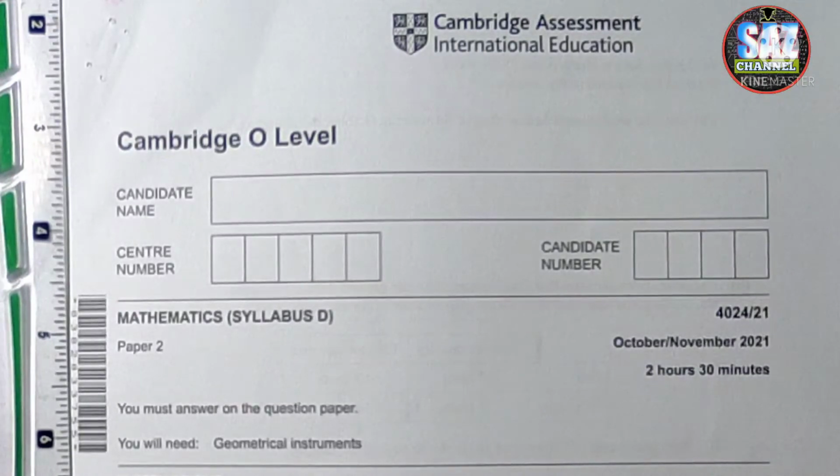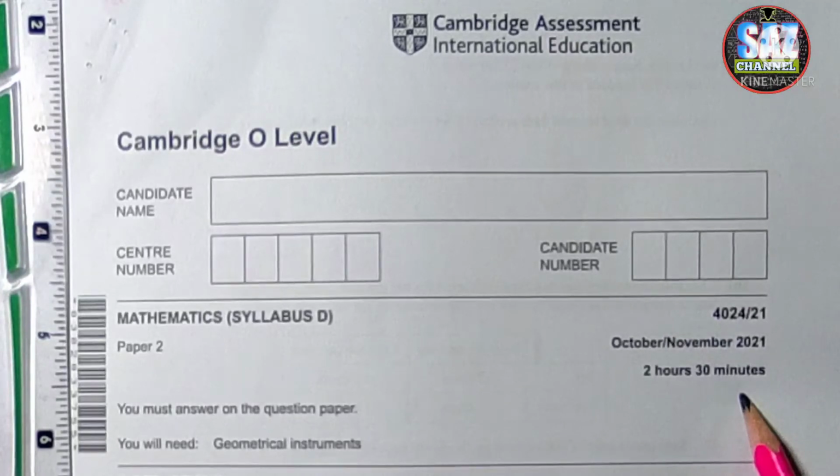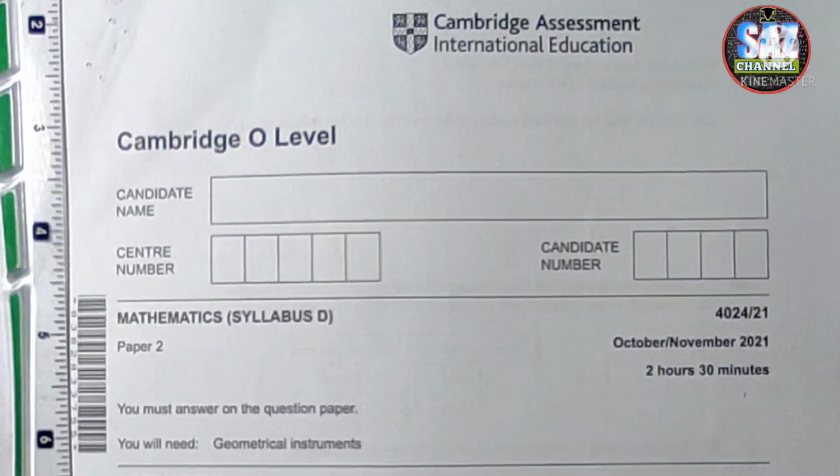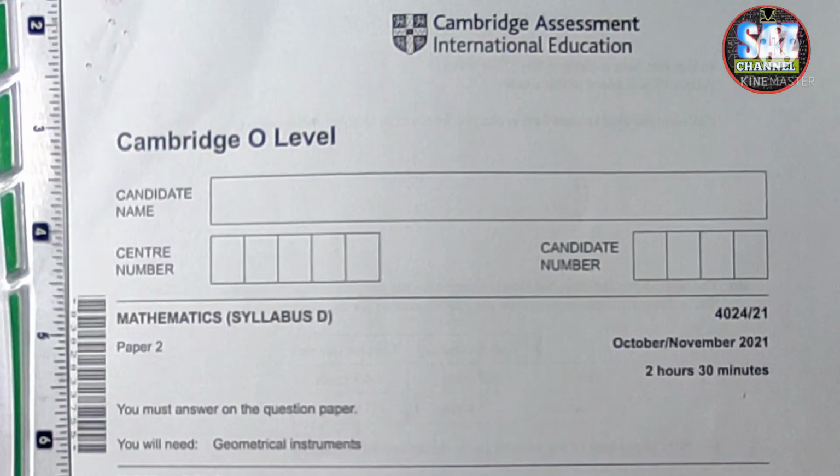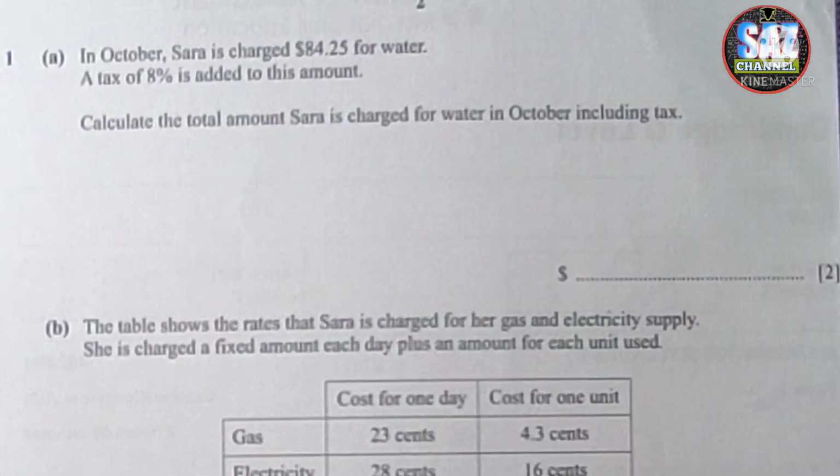In this class, students will be discussing October-November 21's paper 2, and the total time allocated for this paper is 2 hours and 30 minutes, and total marks are 100, and we can use a calculator in this paper. I have discussed all important instructions and information in my previous lesson, so I will not be going into the discussion of these instructions, and let's quickly move to question number 1.